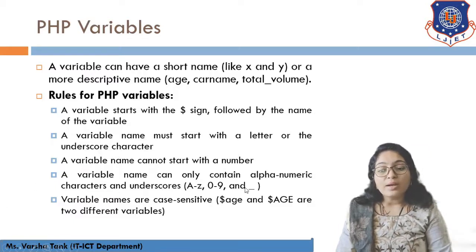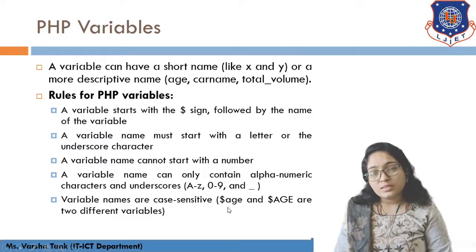A variable name can only contain alphanumeric characters and underscores. All the remaining characters you cannot use, that means any special character you cannot use. Variable names are case sensitive. For example, $age and $AGE are two different variables, as in C, where case sensitivity is there.